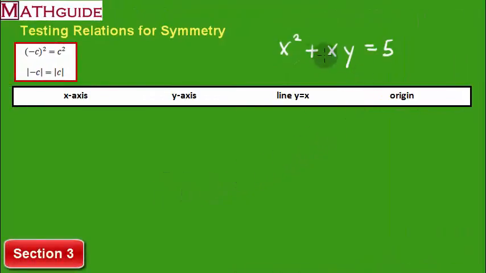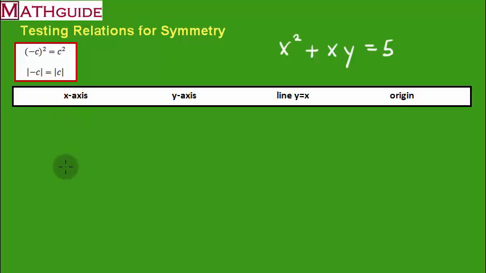For our first example, we're going to determine if this relation passes any of these 4 tests. So I've got x squared plus xy equals 5. We're going to see if it has x-axis symmetry, y-axis symmetry, symmetry across the line y equals x, and of course the origin. Now here's some facts that we're going to be using here. If you square a negative, it's the same thing as having no negative at all, because a negative squared is a positive. If you take the absolute value of a value, it doesn't matter if it's a negative or a positive, you're going to get the same value. So these little tips are going to help us as we go through, as you will see.